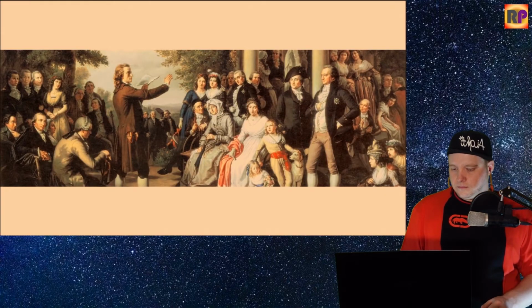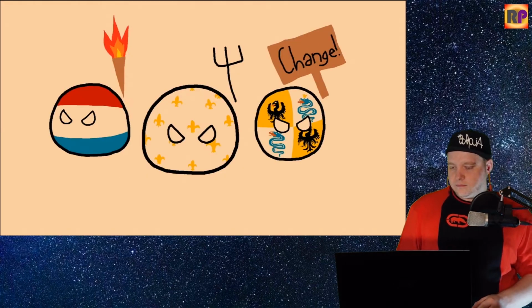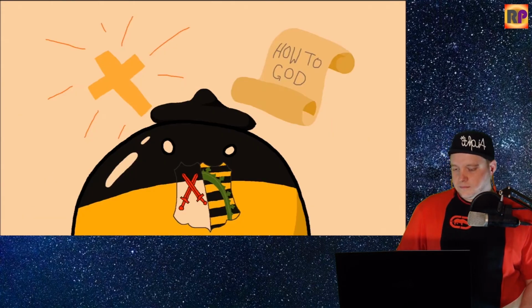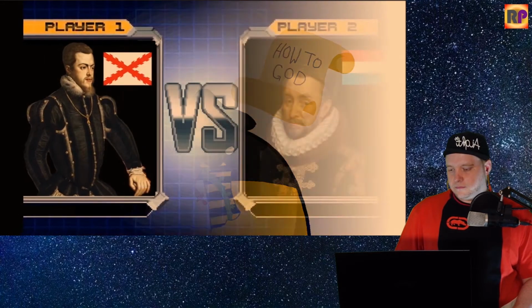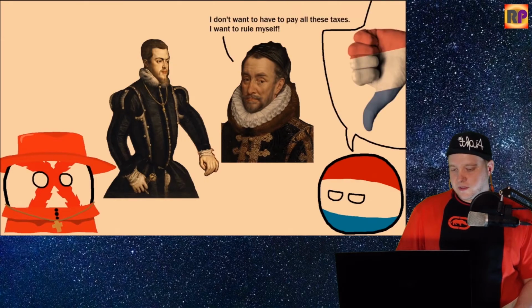The Enlightenment was the culmination of a philosophical revolution that led in part to the idea of self-determination. With failures of political and economic systems across the continent, the traditional order had been collapsing piece by piece, and in its place, new schools of thought were to arise. Here's an example of how a pre-Enlightenment country worked. Spain versus the Dutch. I don't want to have to pay all these taxes. I want to rule myself.